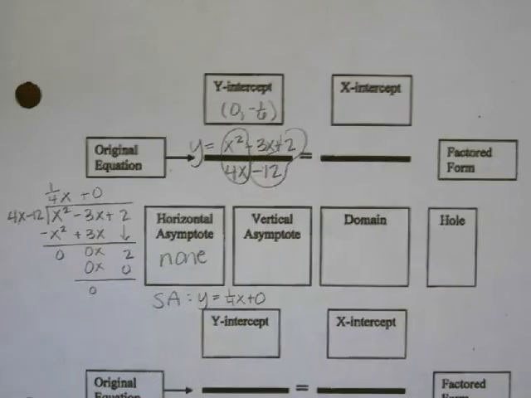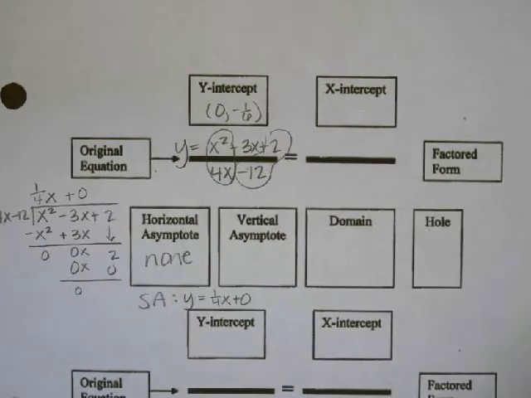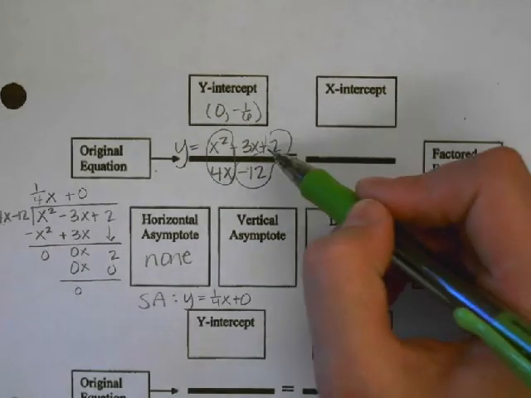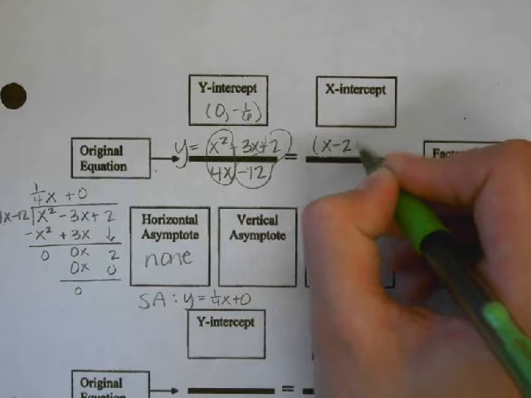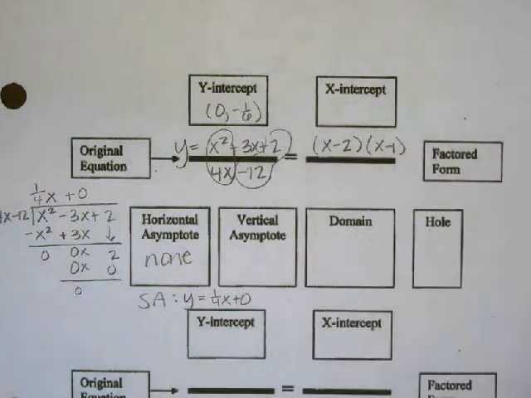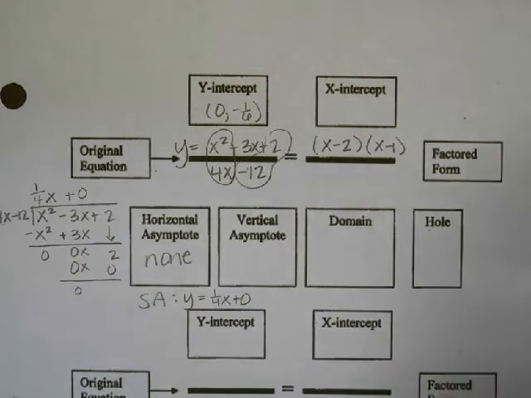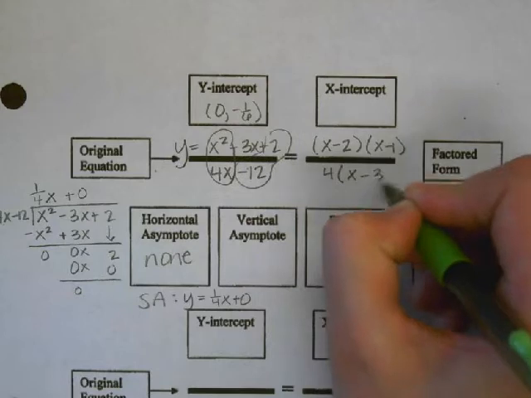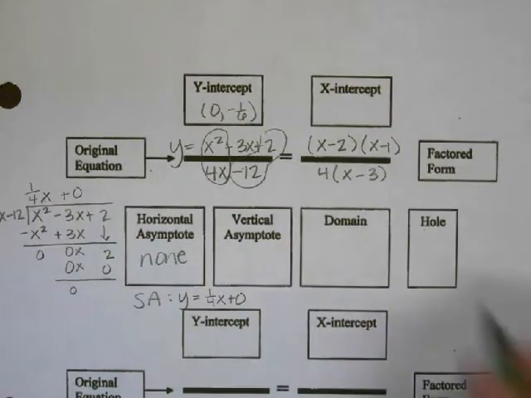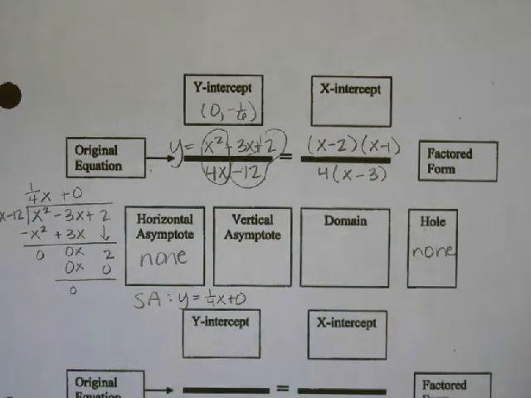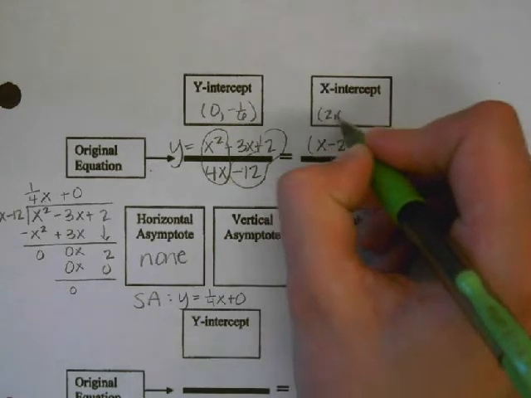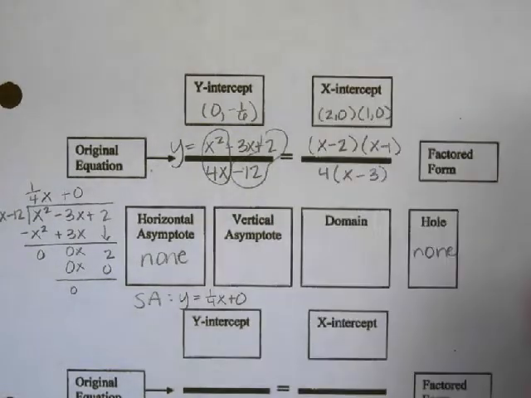And now I can go ahead and do the part where I find everything from the factored form. I have two numbers multiplying to a positive 2 but adding to a negative 3. So that'd be x minus 2 and x minus 1. On the bottom, I have a GCF of 4, so that leaves me with x minus 3. That means that for this particular graph, there's no hole. I have two x-intercepts, one at 2 and one at 1, and I have one vertical asymptote at 3.